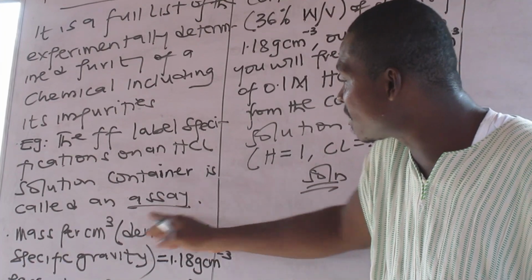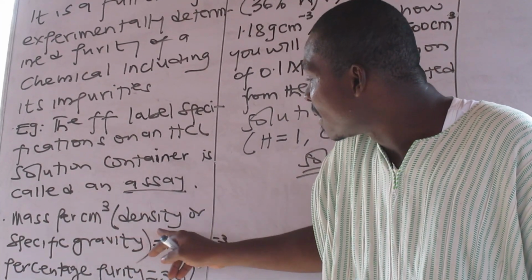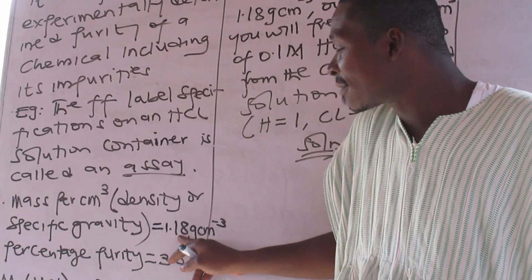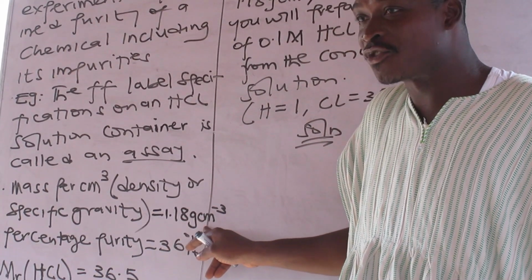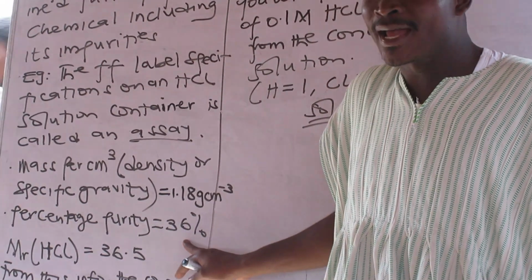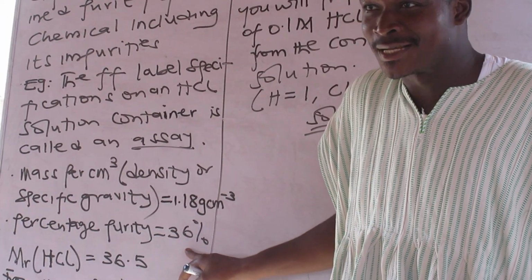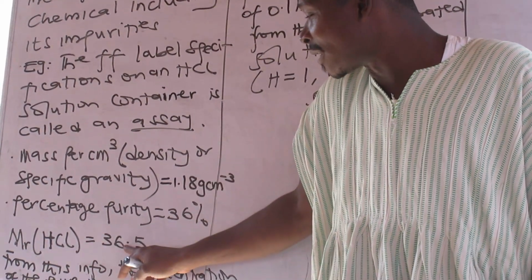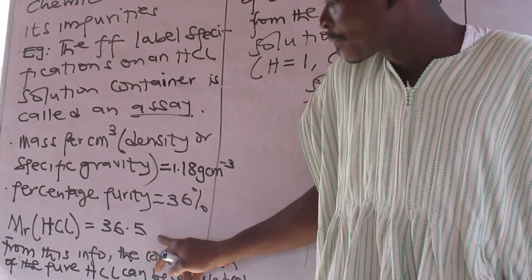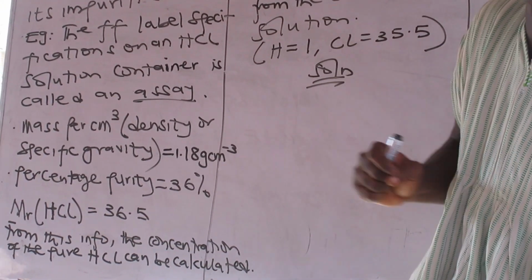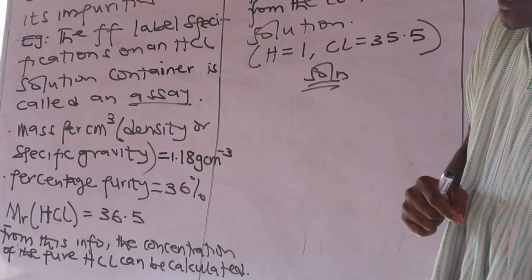So when you check an HCl container, you see mass per cm cube. It's called the density or the specific gravity. It's given by this. So it's like the mass concentration, right? And this is the percentage purity, 36%. So the HCl in the bottle is not pure 100%, it's just 36. Good. Now the molar mass of HCl is 36.5 grams per mole, you know that, right? Now from this information, the concentration of the pure HCl can be calculated. Are you seeing it now?